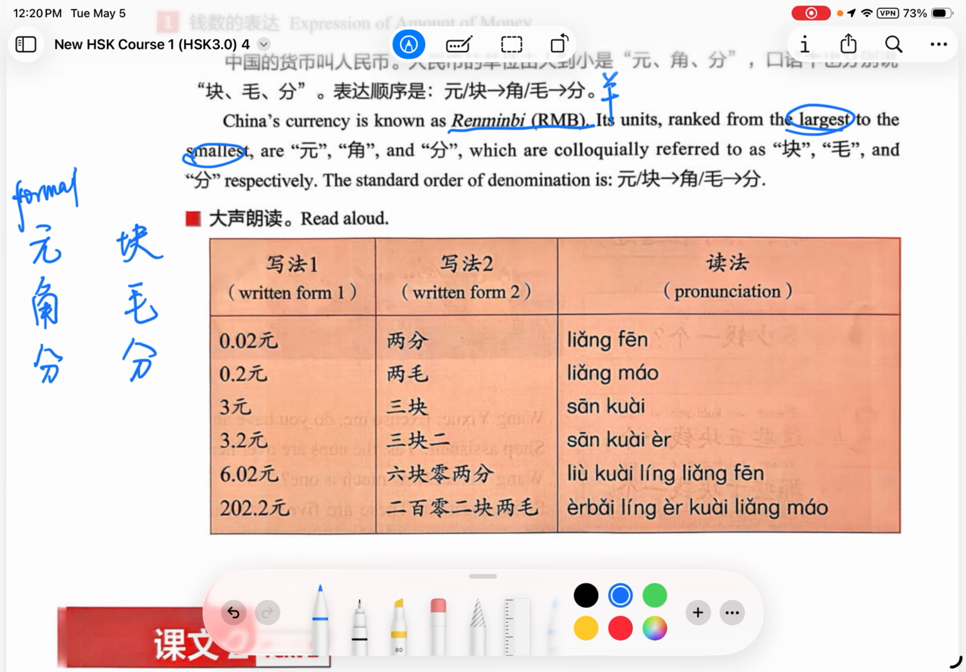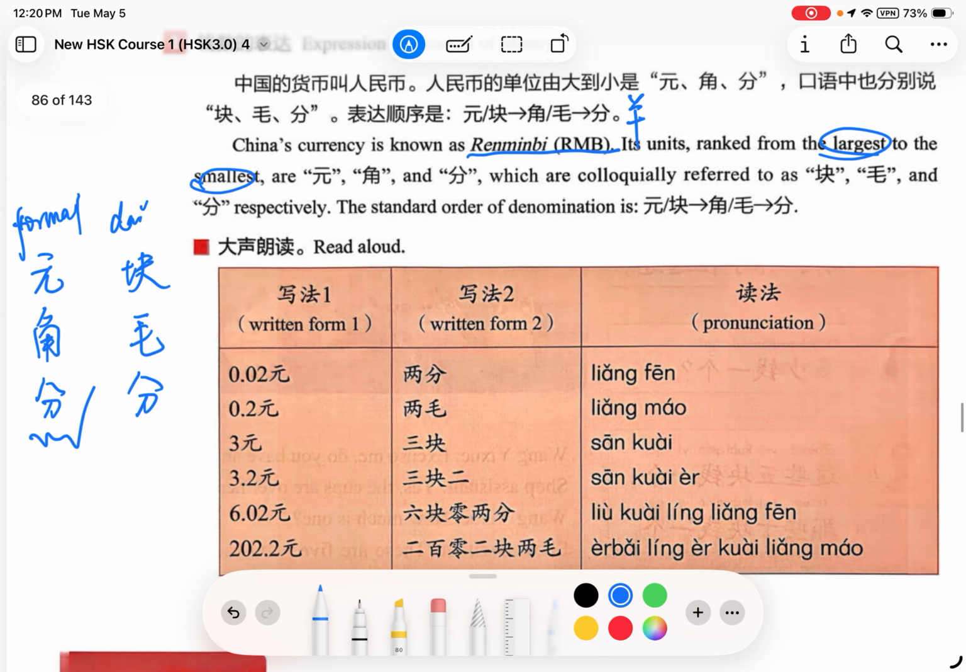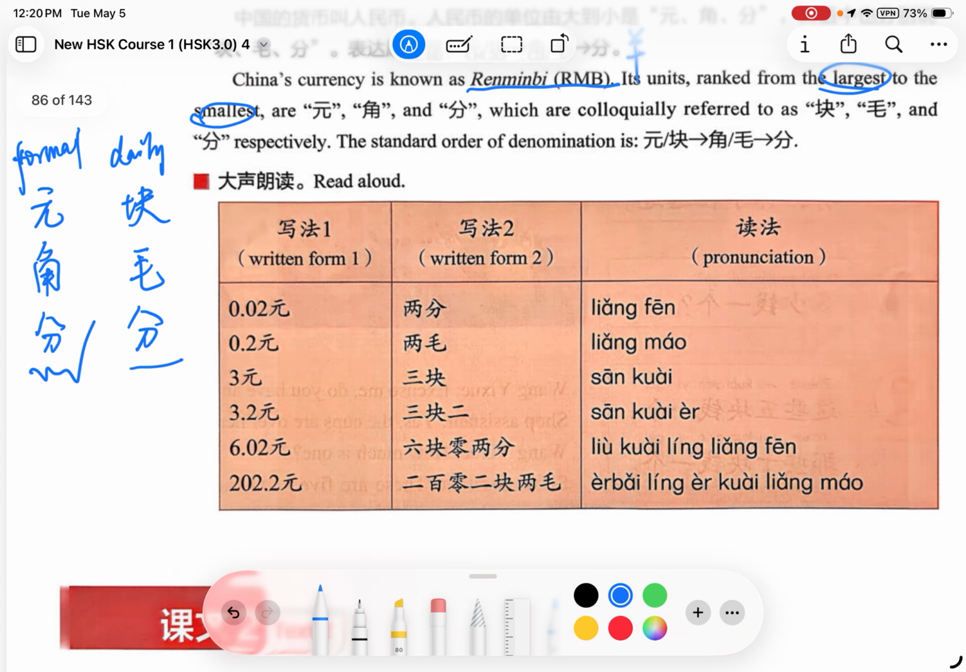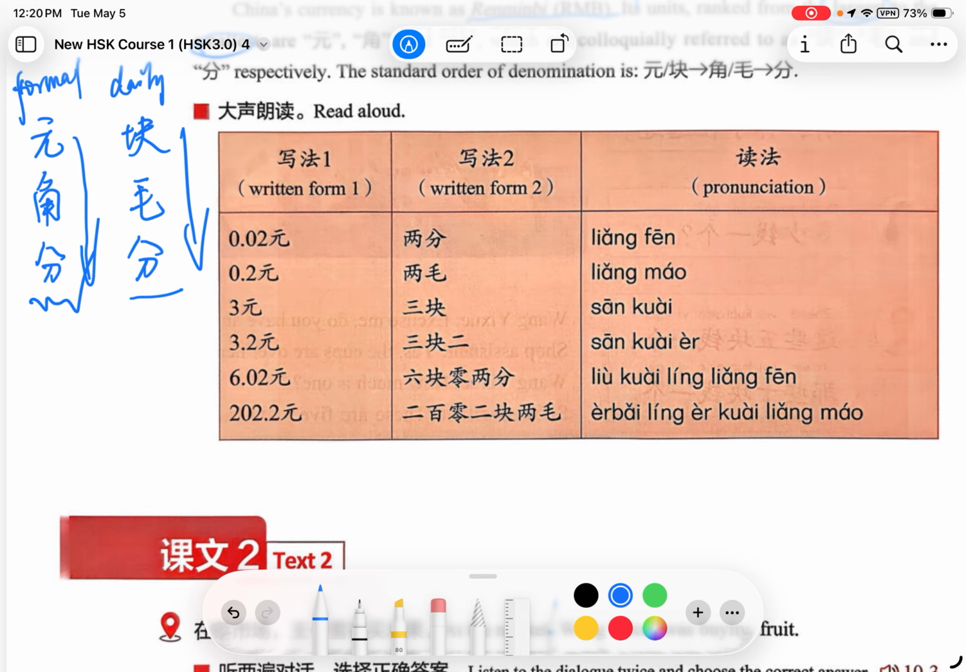Used in the newspaper, on the press tag, we have this. But in conversation, we use this. So this daily use, we use this. And the standard order is from top to bottom. So there are two writing forms. Again, this is more like in the newspaper and the press tag, we have this. But in talking, in conversation, we have this.